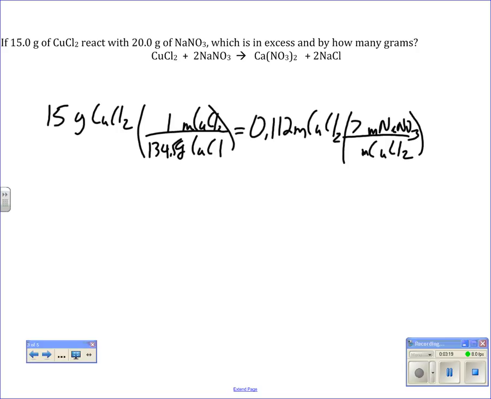According to our ratio, I need a 2 to 1. So that means I would need to have 0.224 moles of sodium nitrate. Let me erase that. Na, that's not getting any better. So I would need 0.224 moles of NaNO3.